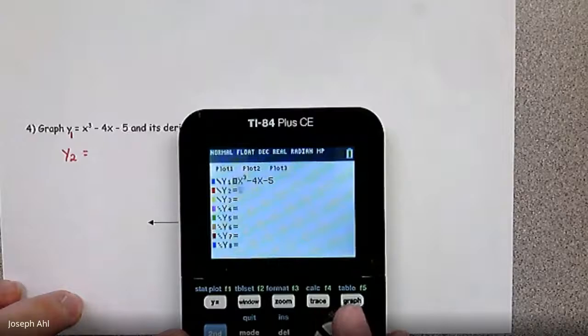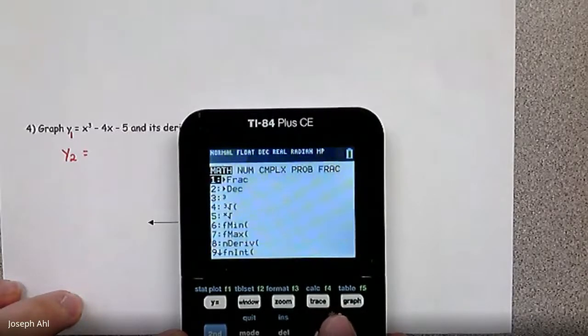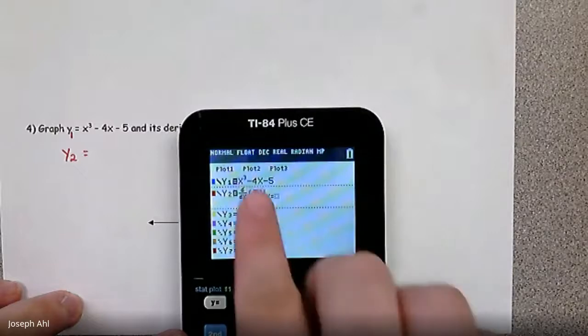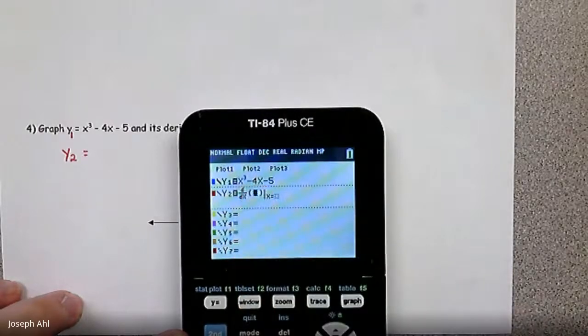And then in y2, I'm going to do nDeriv here. So we're going to go to math 8. What am I doing nDeriv for? Well, I'm finding the derivative with respect to x. I want to do it for what I have in y1.